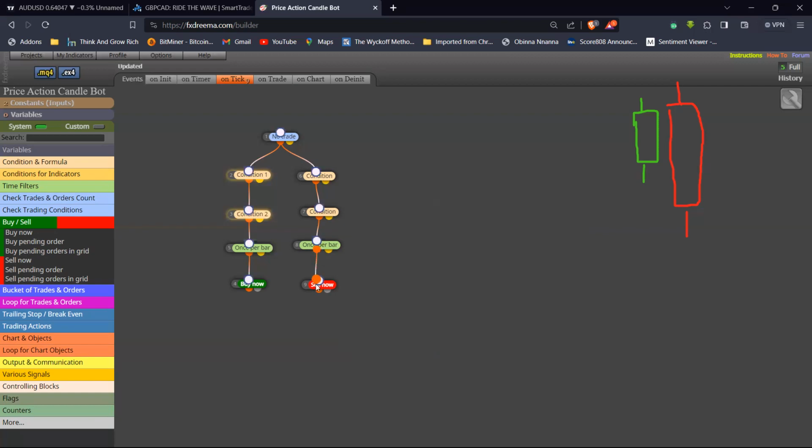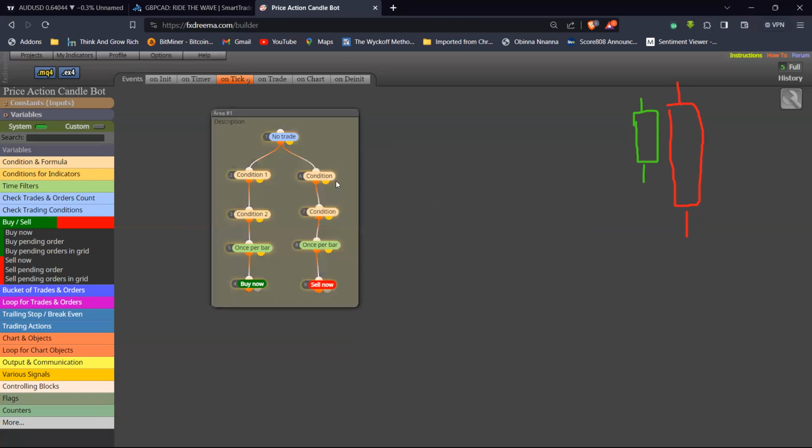And then we combine this. So just like this, we have built our first price action candle bot, and this is an engulfing candle price action bot. Okay, so what we're going to do is I'm going to save this, and in the next video we're going to test this together and see how it runs.